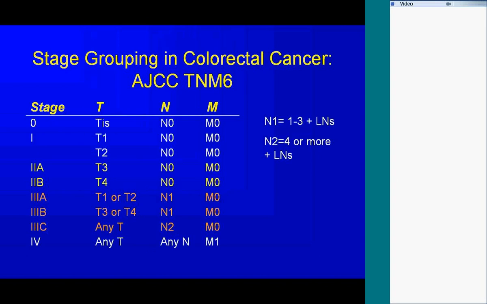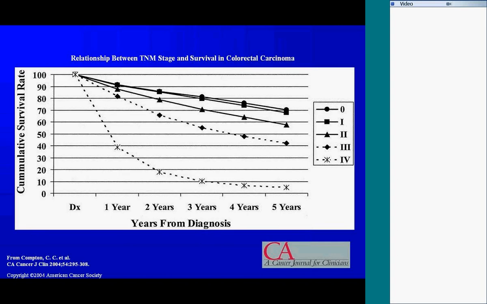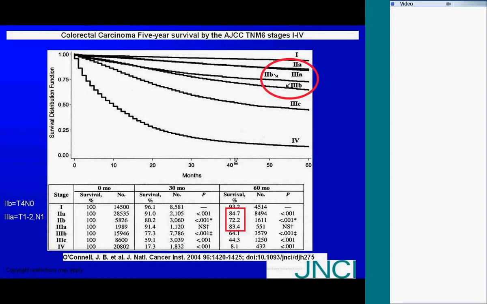Just to show you briefly the old TNM staging system for the 6th edition, it was pretty simple. We did have some subdivisions in stage 2 and stage 3, but basically fairly simple. And this staging system served us well. You can see there is a difference in the survival curves for stage 1, 2, 3, and 4 disease. But when you start looking at the subcategories, a problem emerged in which patients with T4 or tumor on the serosal surface or invading adjacent organs, but with negative lymph nodes, actually did worse than some patients with positive lymph nodes.